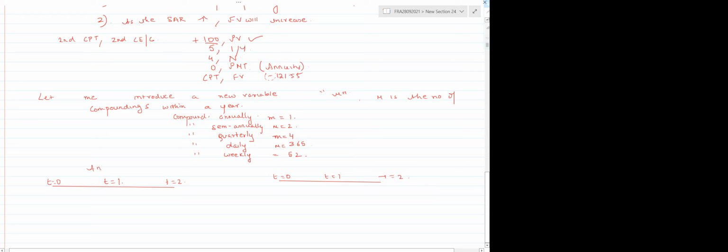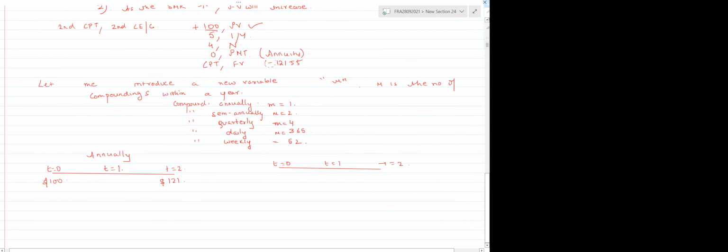Guys, when I compounded annually, my PV of $100 at time 0 became 121, right? And when I compounded semi-annually, my PV of $100 became 121.5. Right, guys? Do we remember this? So we can write this in this way: 121 is equal to 100 into 1 plus 10% by 1 to the power 1 into 2, right?